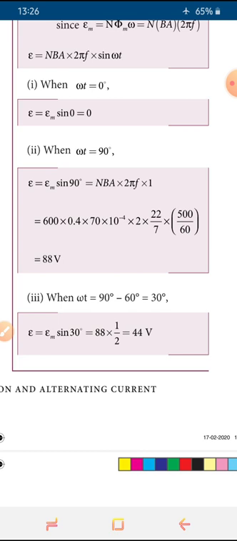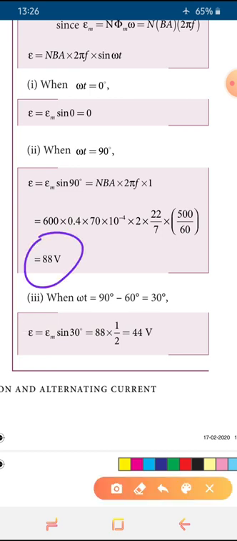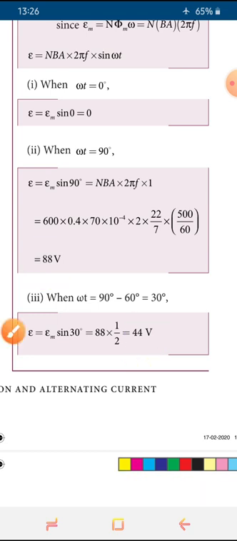Okay, then the epsilon m value we just got. So what is the epsilon value we got in this derivation? That is 88. 88 into 1 by 2, that is 44 voltage. So we got the answers for all the three conditions. The first condition is perpendicular to the field, the second one is parallel to the field, and the third one is inclined at 60 degree with the field. So we got the answers as 0, 88 voltage and 44 voltage for this given question.